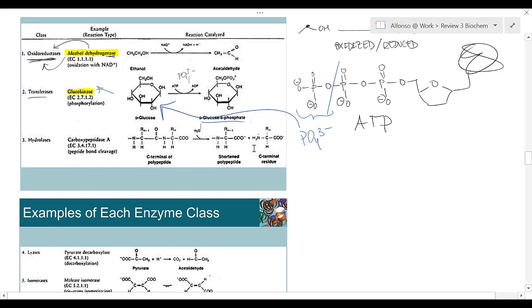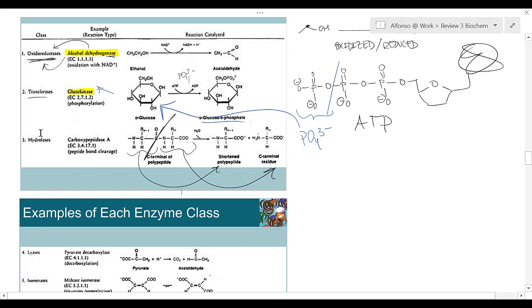Pretty much what this tells you is that water was used to cleave right here, and we were able to turn this part into the shortened polypeptide and this part right here into the C-terminal residue. So this would be a cleavage using water, so therefore it is a hydrolase. And more specifically, this reaction is catalyzed by carboxypeptidase A.